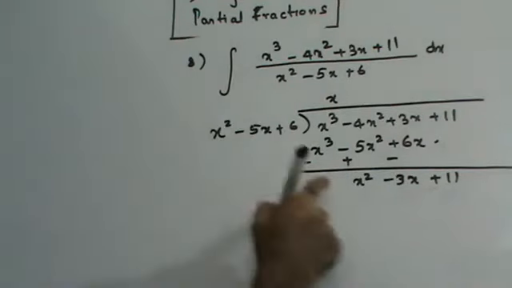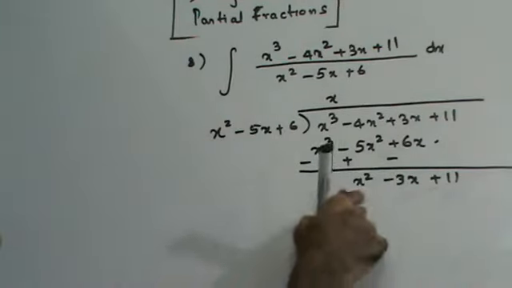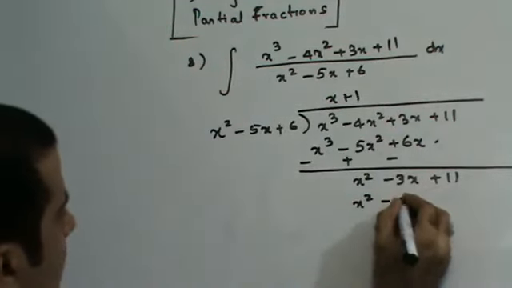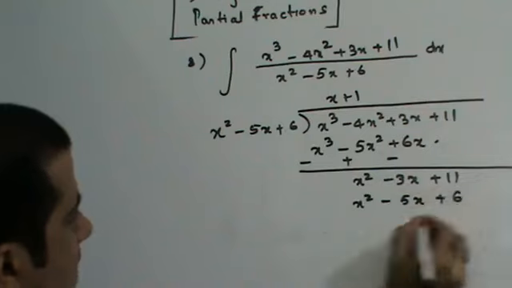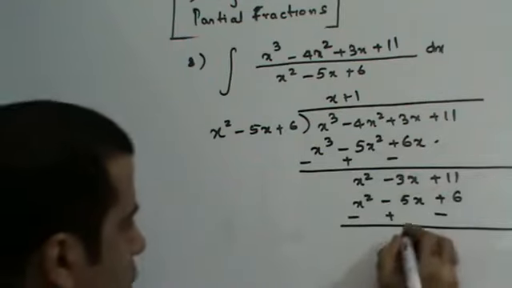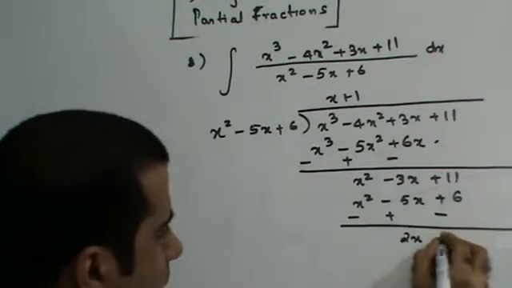What should I multiply x square with in order to get x square plus 1? So this is x square minus 5x plus 6. All the signs reverse. So in that case you will get this as 2x plus 5.